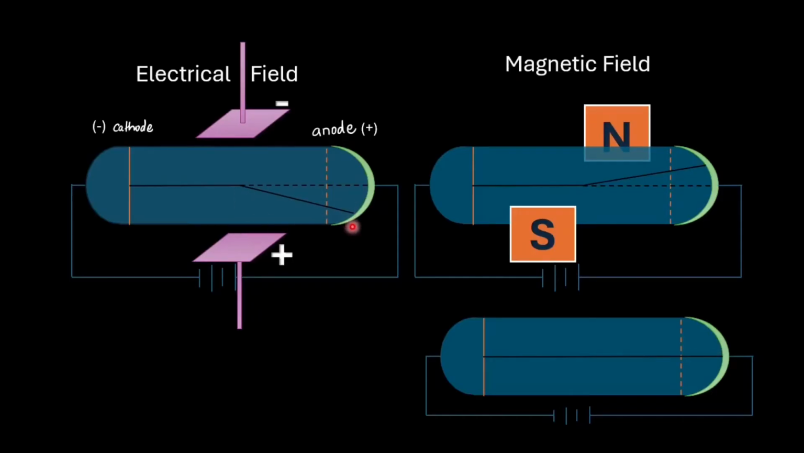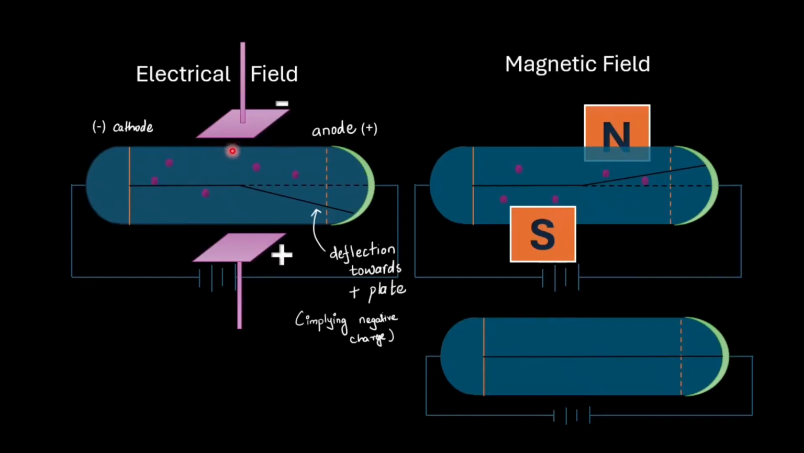Upon observing their deflection in electrical field or magnetic field, it was concluded that cathode rays are negatively charged. As we can see here, in electrical field the cathode rays are deflected away from the negative plate and towards the positive plate. In case of magnetic field, we find the deflection by using the vector product of velocity and magnetic field, but this you will study in higher classes.